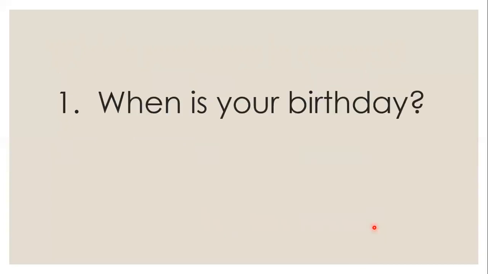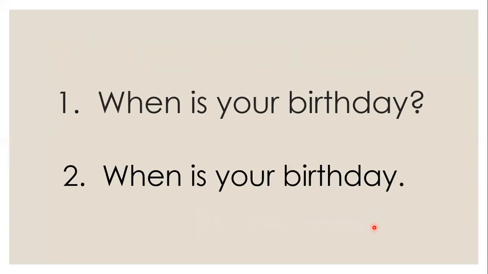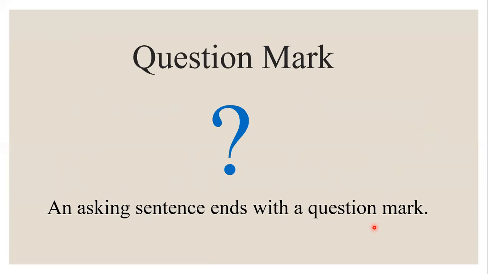1, when is your birthday? Question mark. 2, when is your birthday? Full stop. All right, so if you said 1, then you are correct. When is your birthday? With a question mark at the end. An asking sentence ends with a question mark.